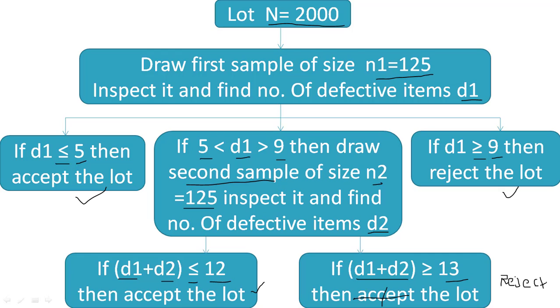So at the end of the double sampling plan, we can take the decision whether our lot is acceptable or not. Here we can clearly see that there is no value in between 12 and 13, so we need not go for further inspection. At the end of double sampling, we will clearly reach the decision whether our lot is acceptable or not.